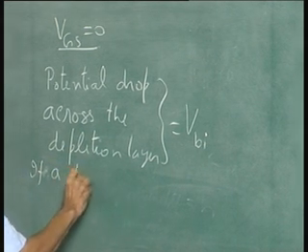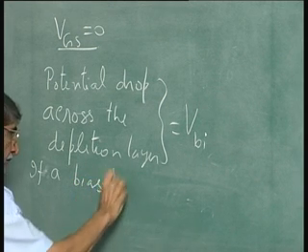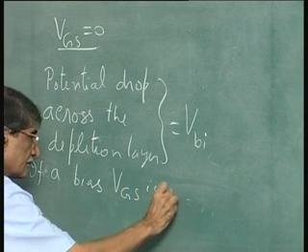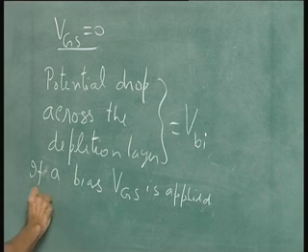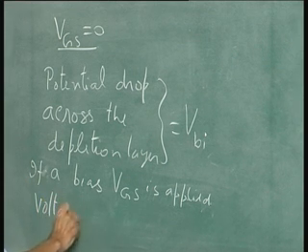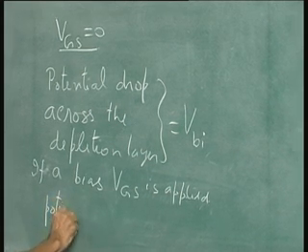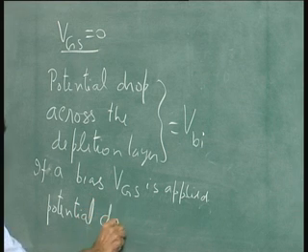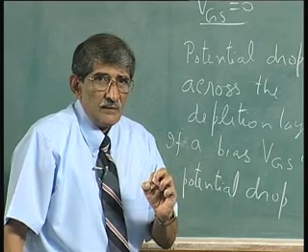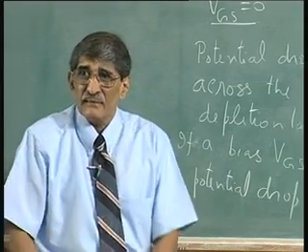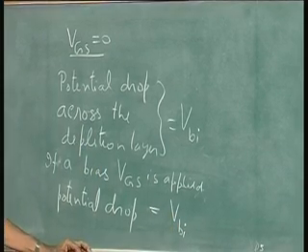Now, if a bias VGS is applied, then the voltage or the potential drop is equal to this. I would like you to watch carefully. You can put the numbers onto that, but in analysis what we will put it as VBI minus VGS.